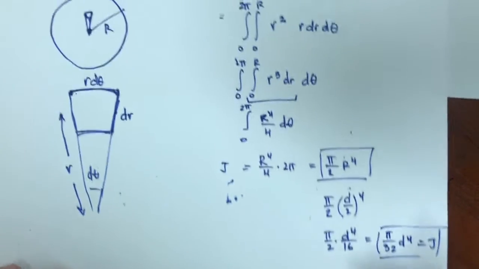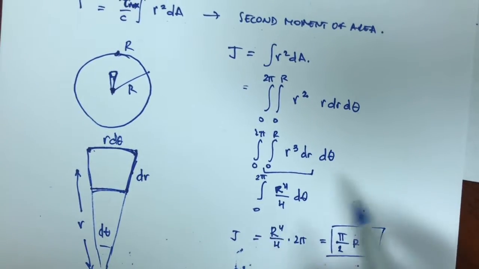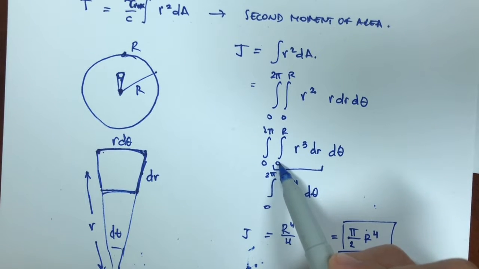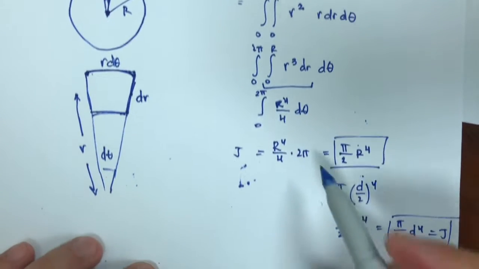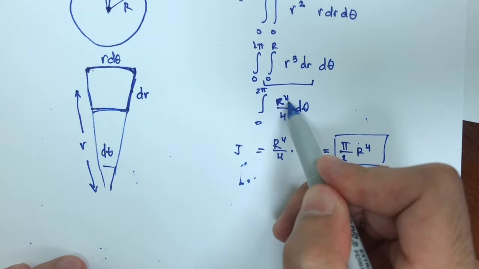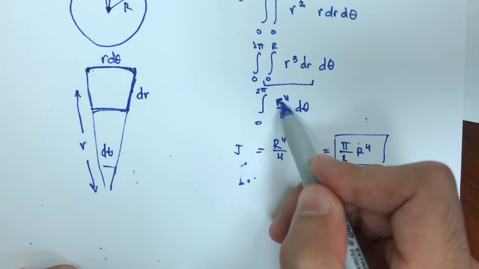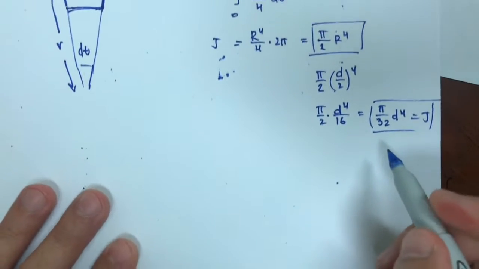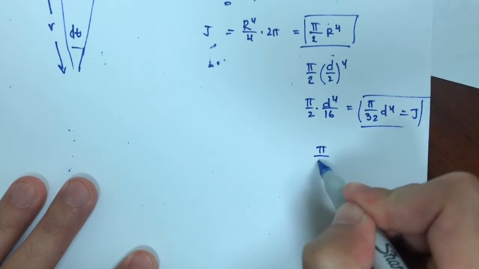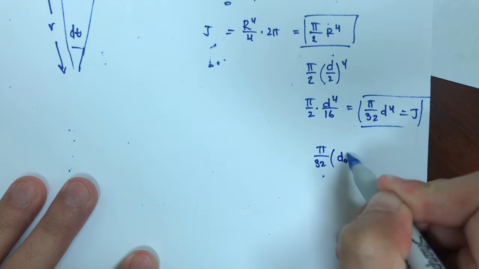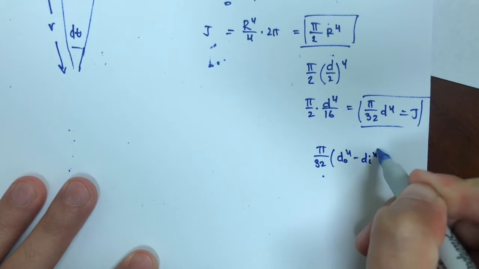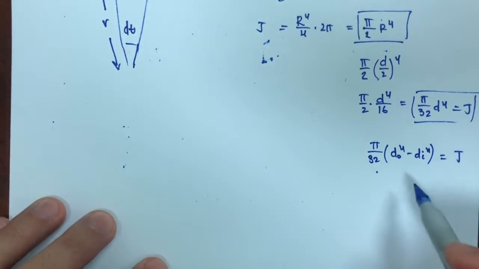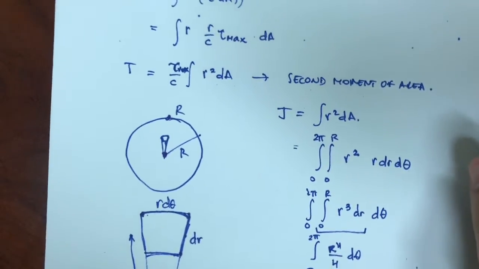Okay, and you can do the same with the hollow one. So if it's hollow, it would be not from 0 to r, but from the inner radius to the outer radius, and all you end up with is a subtraction here. So r to the 4th minus r to the 4th, outer minus inner, and basically you end up with the same thing. The outer to the 4th minus the inner to the 4th. We've used that before, and you've probably used it a lot of times too. That's where the J comes from.